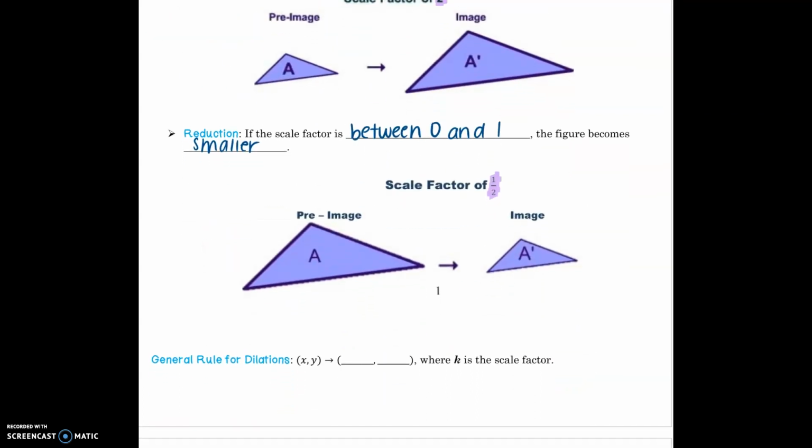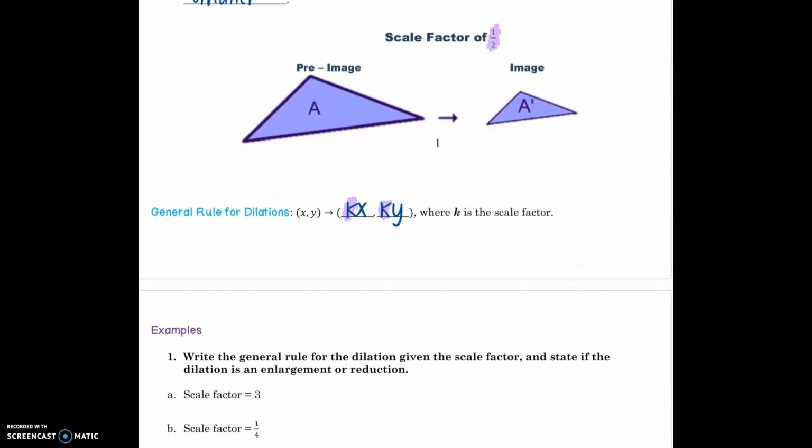The general rule for a dilation is (x, y) goes to (kx, ky), where k is the scale factor. So whenever we are given a scale factor to write our rule, we're just going to replace k with the scale factor.